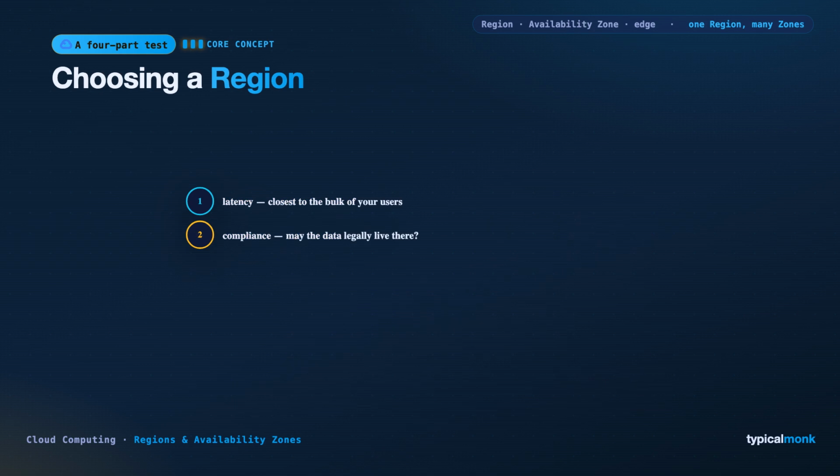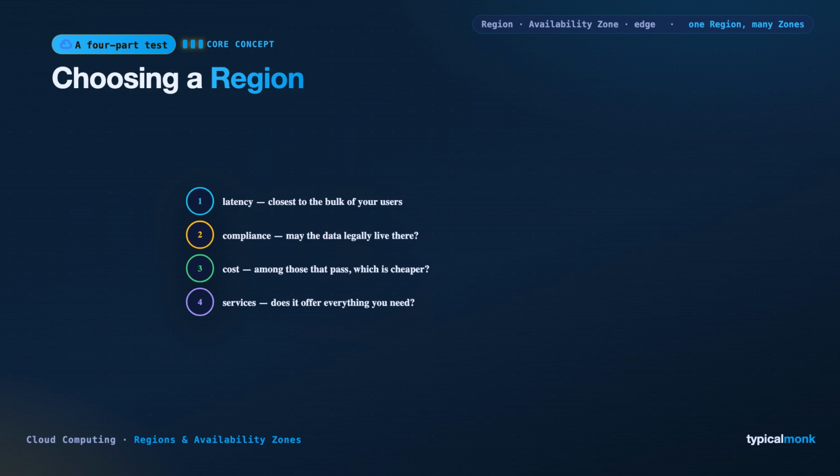So, with the whole map in view, how do you actually choose which region to deploy into? There is a clear 4-part test, and it is worth applying in this order. First, latency. Which region is physically closest to the bulk of your users? A faster experience is usually the biggest win. Second, compliance. Does the law governing your users' data allow it to live in that region? This one can be a hard requirement that overrides everything else.